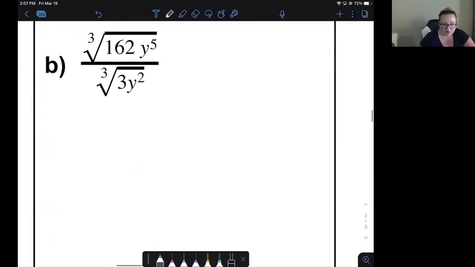All right, for part B, the cubed root of 162 y to the fifth divided by the cubed root of 3y squared. See if combining these two radicals under one radical would help you simplify the problem further. Go ahead and give this a shot on your own. See how far you can get.